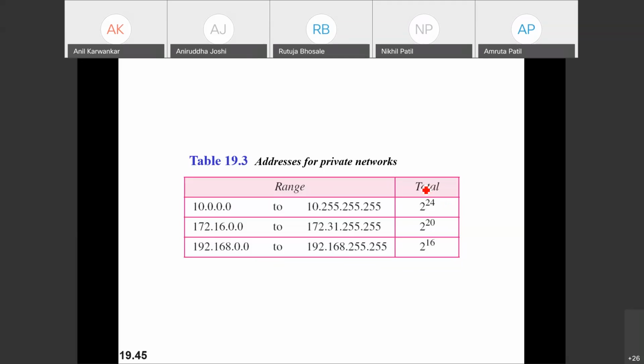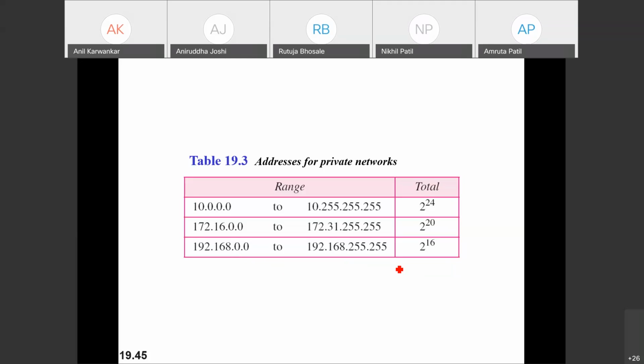If it's 192.168.0.0 to 192.168.0.255, then it will be only 2 raised to 8. So 2 raised to 8 is 256. So only 2 raised to 8 addresses will be available for that particular class C type of private network.